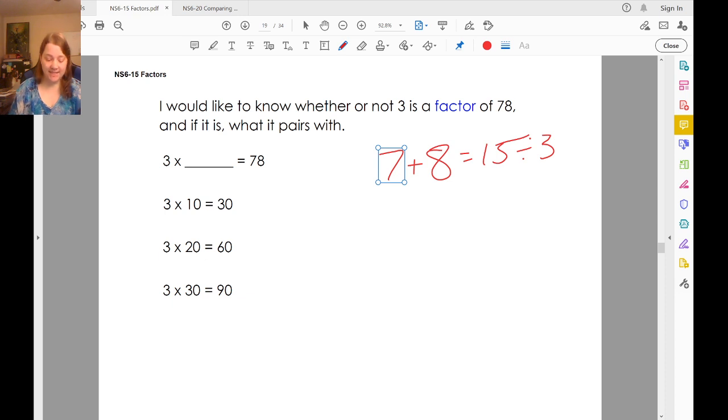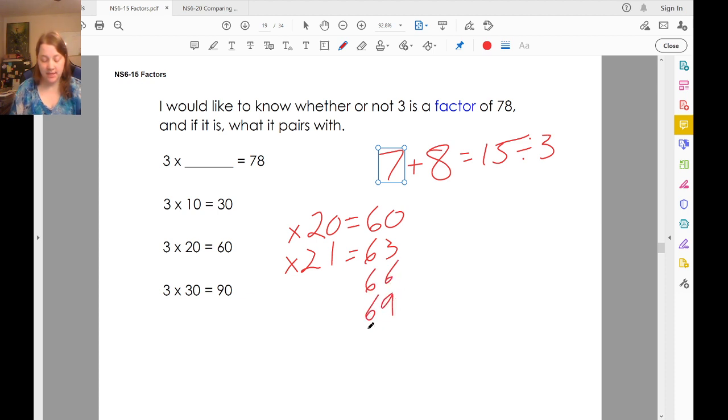So I know that 3 times 20 is 60, times 21, adding another 3 would be 63, 66, 69, 72, 75, 78. 20, 21, 22, 23, 24, 25. So that would be times 26.